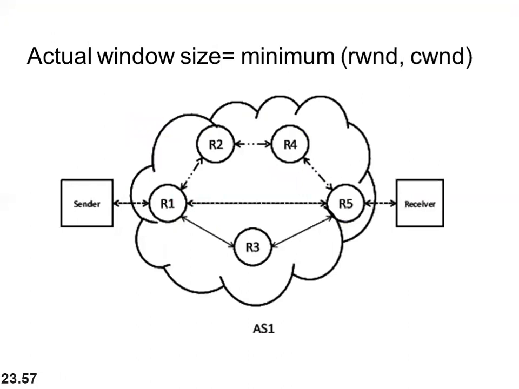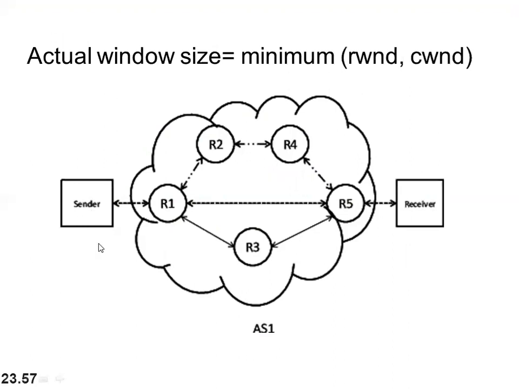Now, what will be the size of the window? As I said, in case of TCP, the size of the window is variable. Okay, so it may increase or decrease. That is going to be based on the network as well as on the receiver. So sender itself cannot decide about the size of the window.